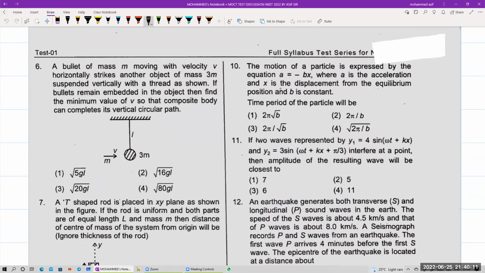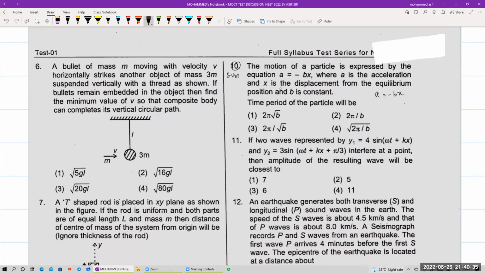This is your SHM. The motion of a particle is expressed by the equation A is equals to minus of B into x, where A is acceleration, x is the displacement from equilibrium position, B is constant. The time period will be equal to how much? Given for me is acceleration is equals to minus of B into x, isn't it?